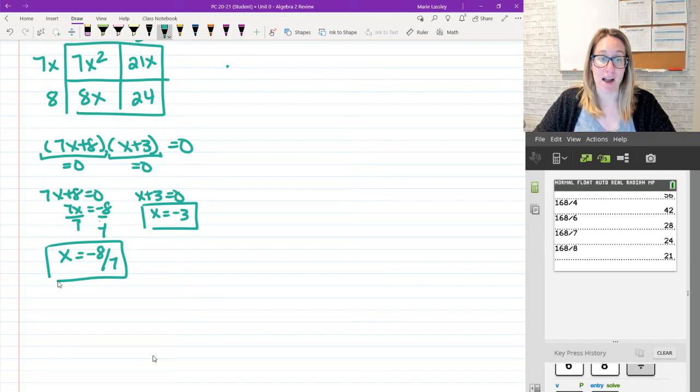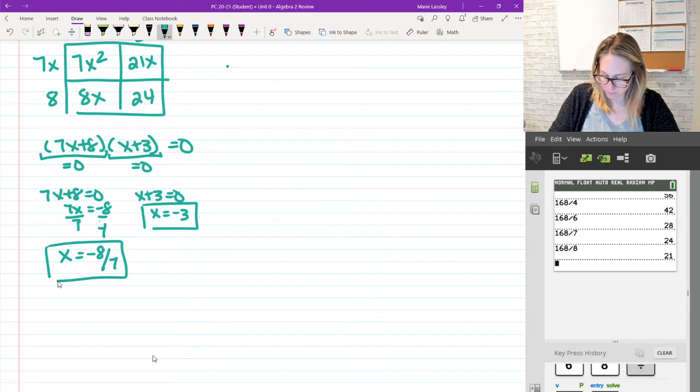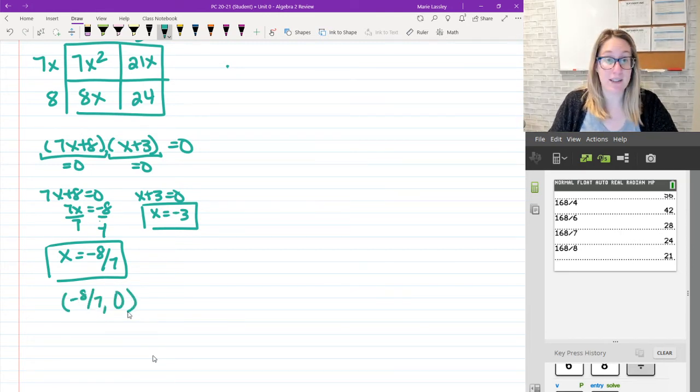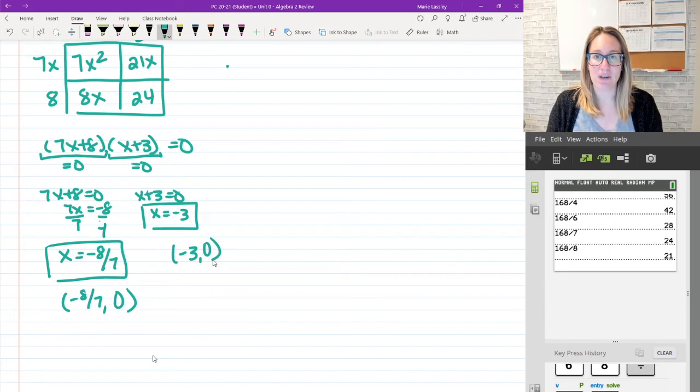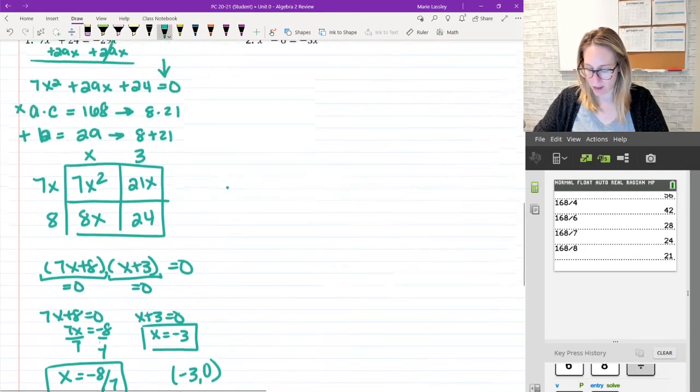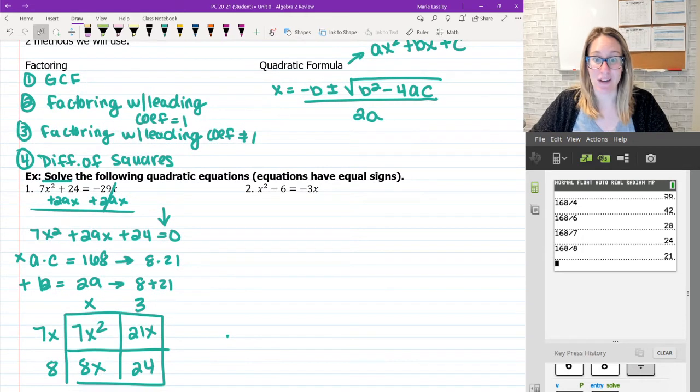All right, now if I wanted to make these into coordinates, maybe I was graphing, I would write it like this. This is my x value, my y value is 0, right? Same thing over here. My x value is -3, my y value is 0. Now, it didn't say to do that, but just because we're talking about quadratics and you are going to have to put this all together, I figured we would just get to that extra step, right? Okay, moving on to our second one.